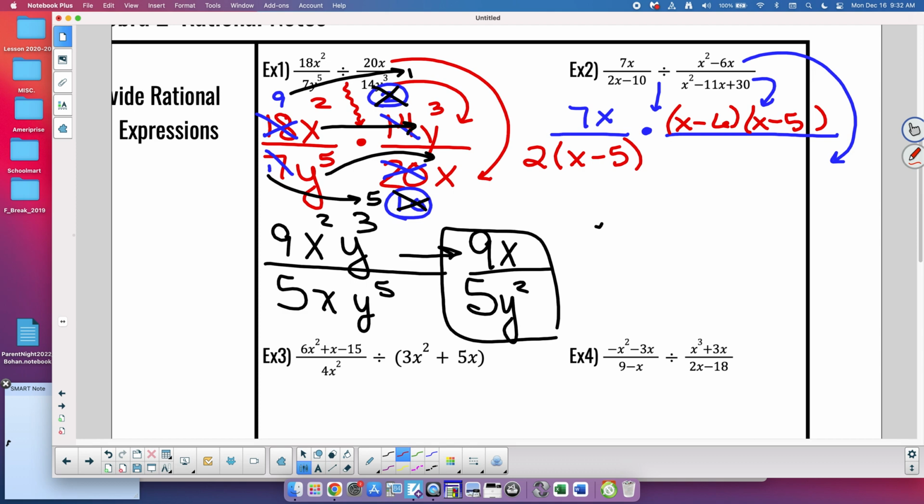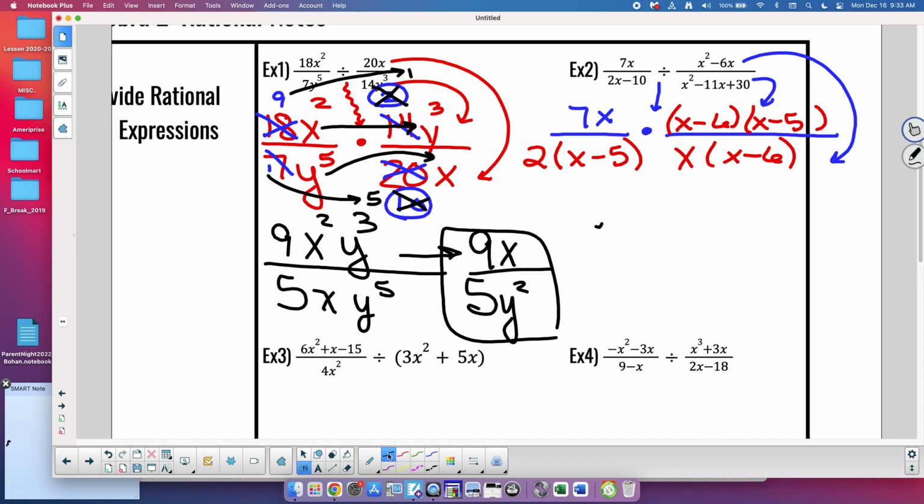Okay. Elizabeth, did you get this one? X minus 6, okay. Yeah, I would agree with Elizabeth. That looks good. Okay. Guys, once you factor, it's just like, oh, look at it.